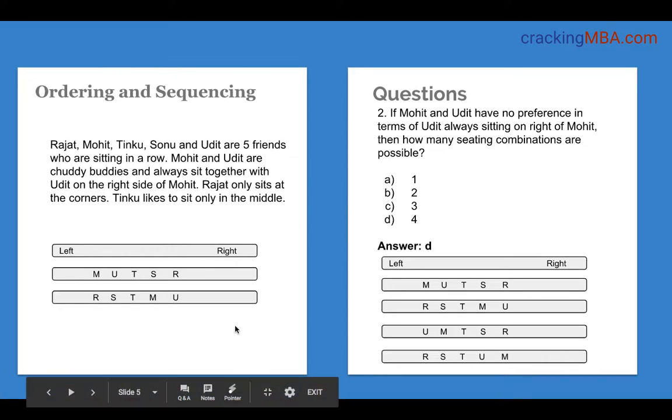We already know there are two possibilities, and if you know the concept of permutations and combinations in quant, you'll notice that it can be UM or MU. So this will be 2 and this will be 2. So this is listed down here for your understanding. There will be 4 such combinations.